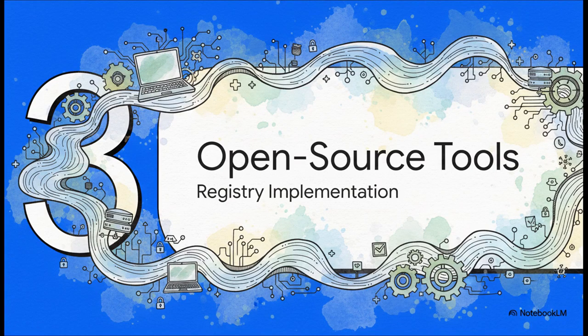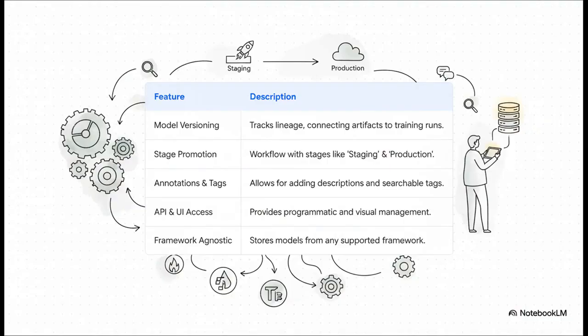Okay, that all sounds great in theory, but how do you actually build one of these? Let's check out a couple of really powerful open source tools that can get you there. So first on our list is the MLflow Model Registry. And what's so cool about MLflow is that it's not just a registry, it's part of a whole MLOps platform. It's got you covered on everything from versioning and lineage to a formal promotion workflow with stages like staging and production. Plus, it's framework agnostic, which is a huge deal.